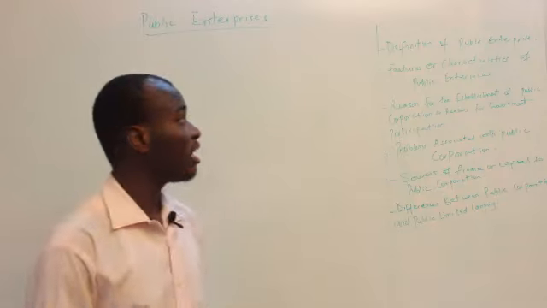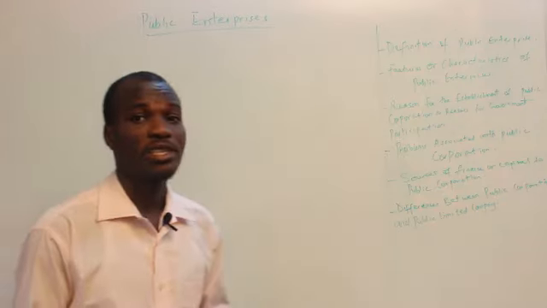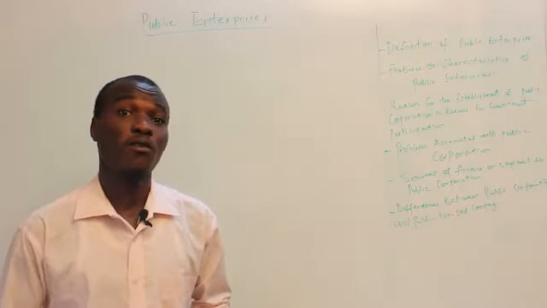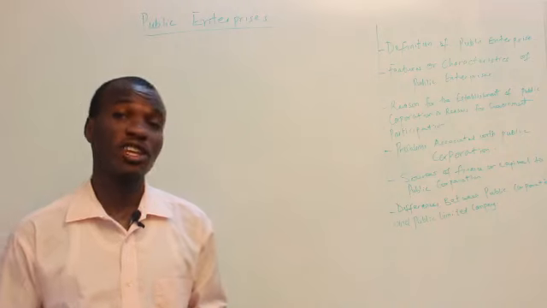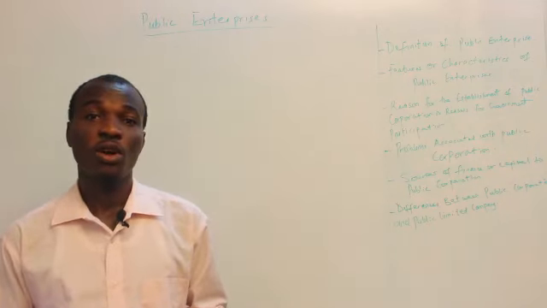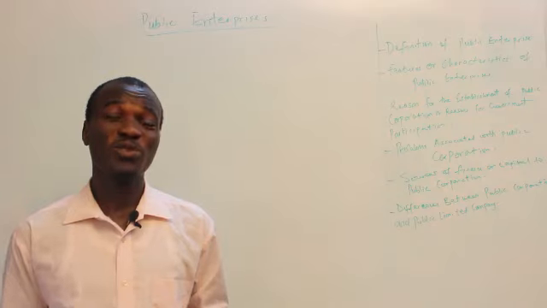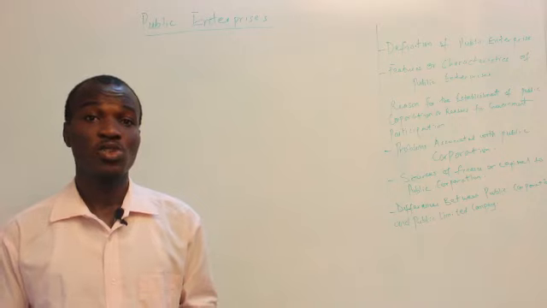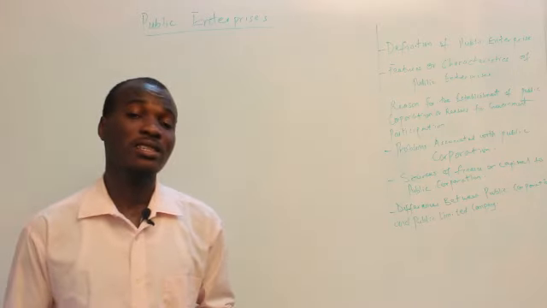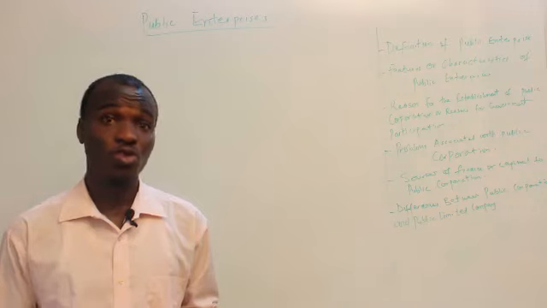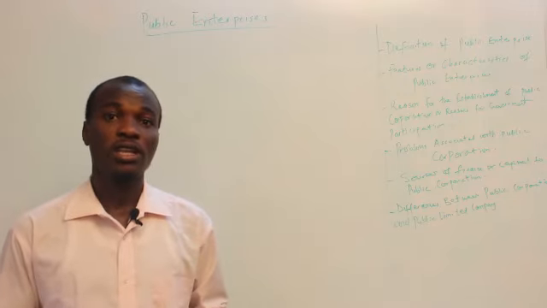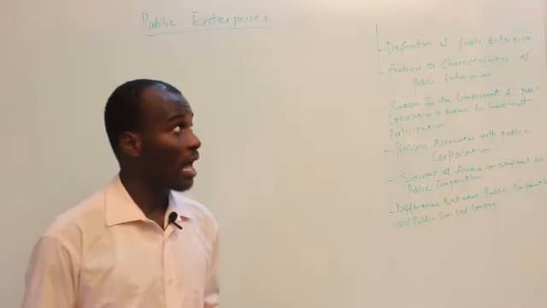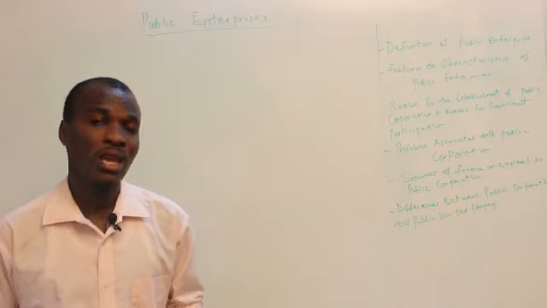Okay, the first thing we have on the line is the definition of public enterprise. The public enterprise is a form of corporation, which is usually set up, owned, and controlled by the government of a country for the purpose of providing services to the people of that particular country. So if any form of enterprise is set up, owned, and controlled by the government, such an enterprise is referred to as public enterprise.